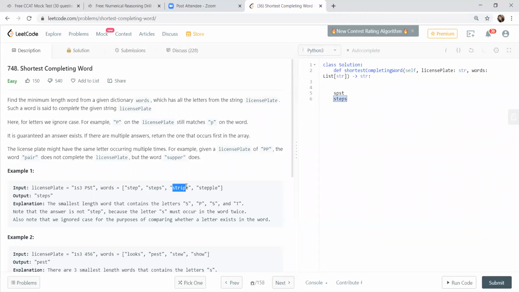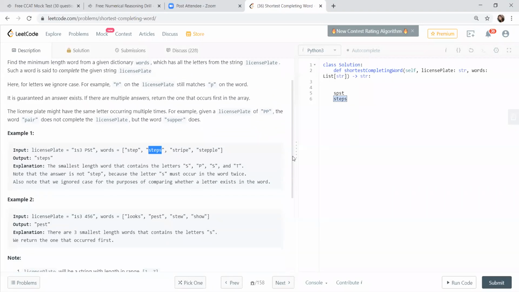And when we move to stripe, it is not an answer because S is not there. If the word is stripes, then also it is not an answer, because its length is more than the one we have found. So this is the main question which we need to solve.